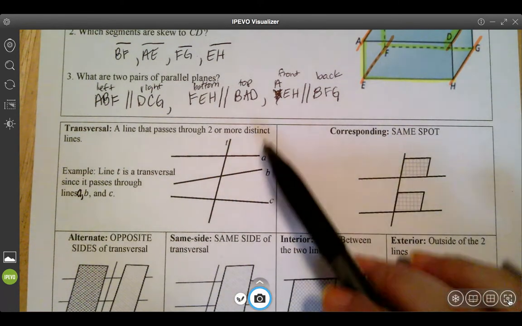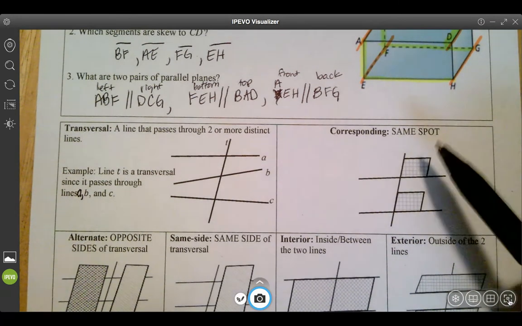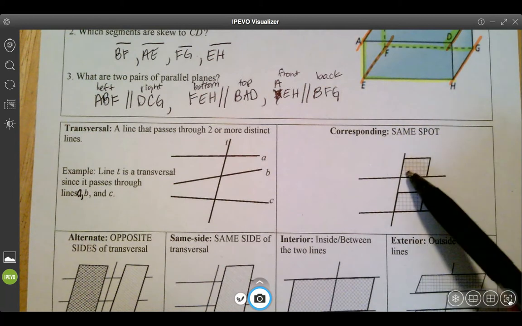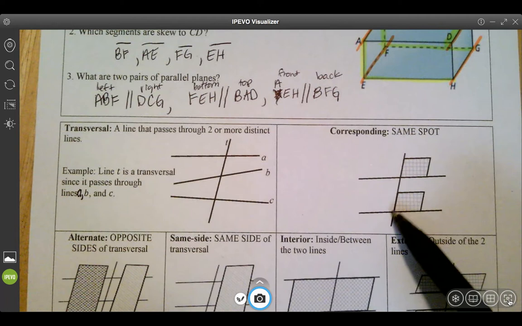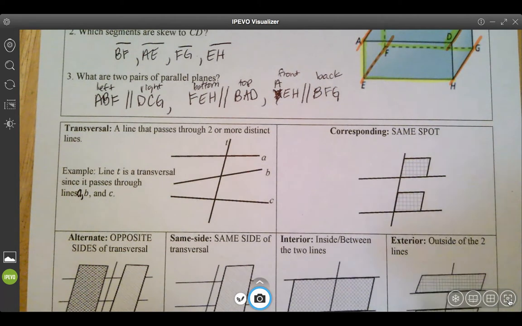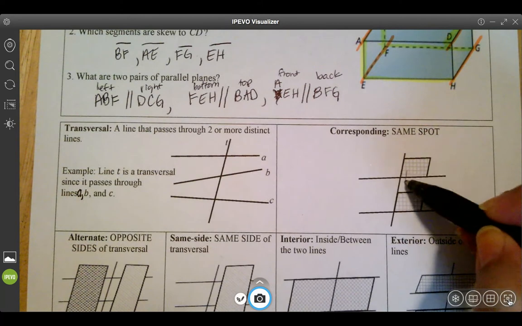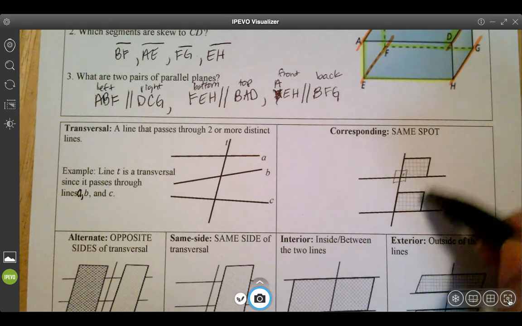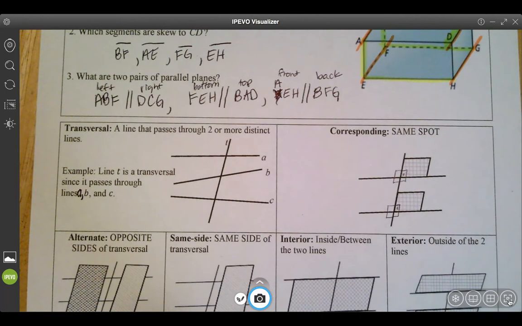So when we have a transversal and we want to talk about spaces created by that transversal, we have this word corresponding, meaning it's in the same spot, right? This is the top right. And then we look at this other point of intersection, and it's also the top right. So corresponding means kind of if I were to look at this as an intersection, this is the top right, this is the top right. They're in the same place.